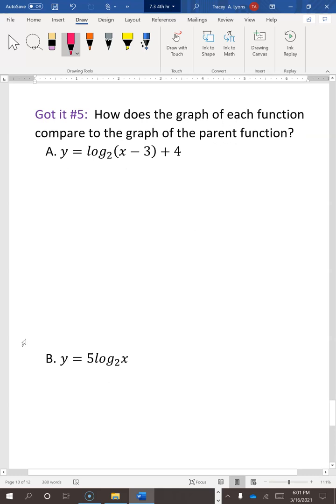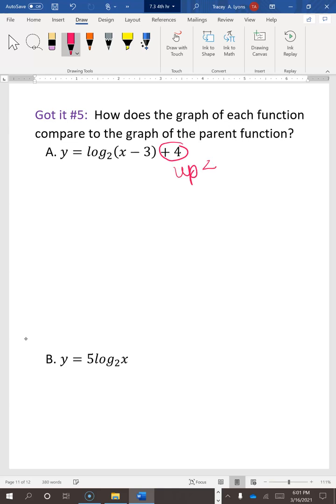Here's a got it question. You can pause and try these next two. How does the graph of each function compare to the graph of the parent function? Once again, this one is actually the same as what we just did. So this one is up 4. This part right here would be right 3. Now I just went through the domain and range on this one, so I'm not going to do that one again.